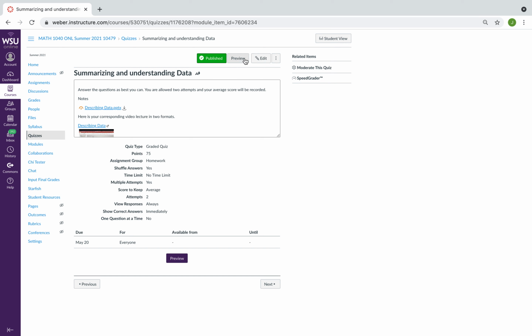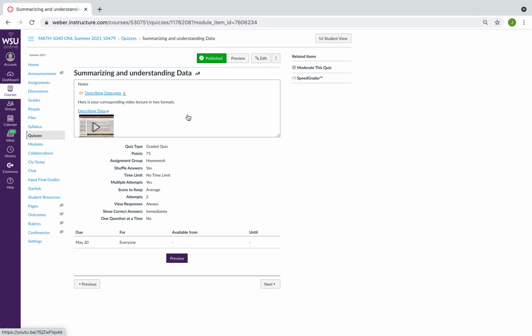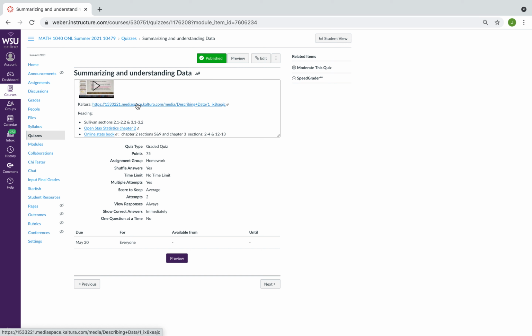Now I'm going to preview this quiz just so that you know what you're in for, but also let's look at this main body right here. It just tells you you have 2 attempts, which it also tells you down here, and it tells you, here's your lecture notes slides. Those were also in the module, so you could access it here. And you could also look at this lecture. I go over the slides in this lecture. You can access it through YouTube or through Kaltura.